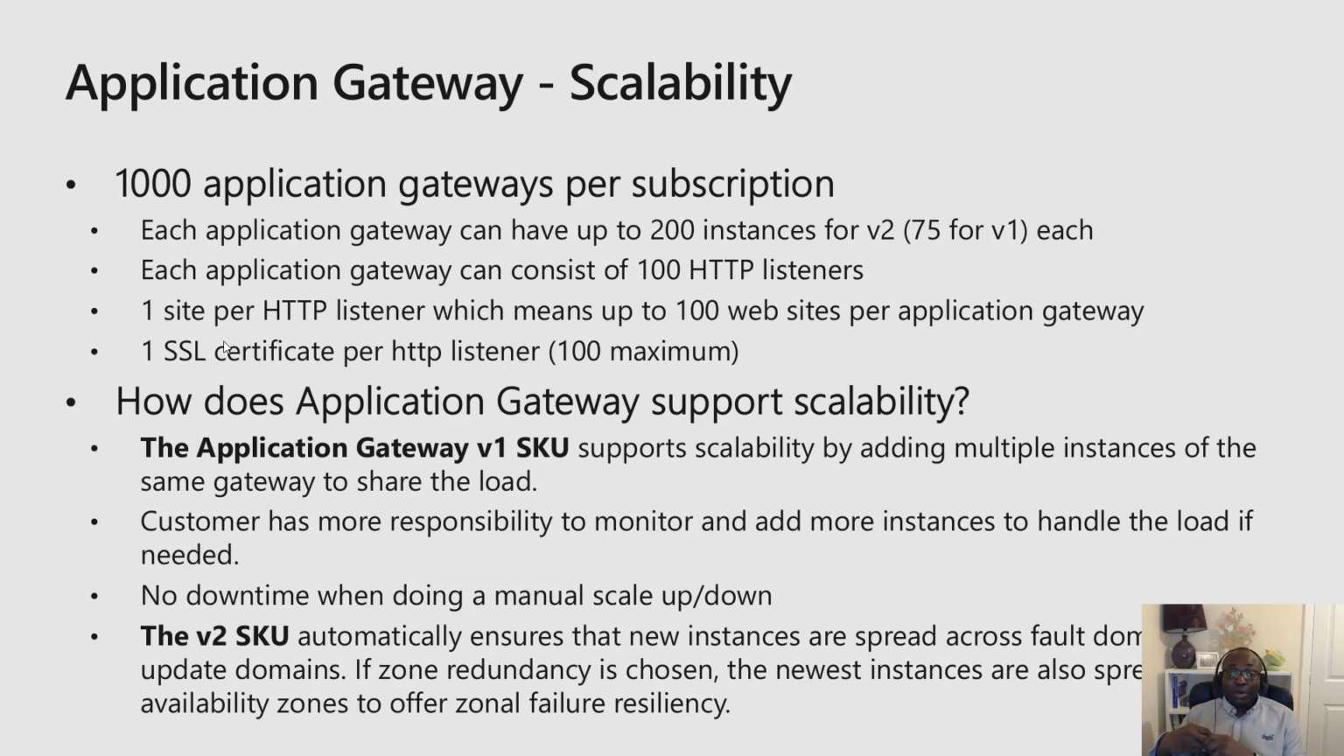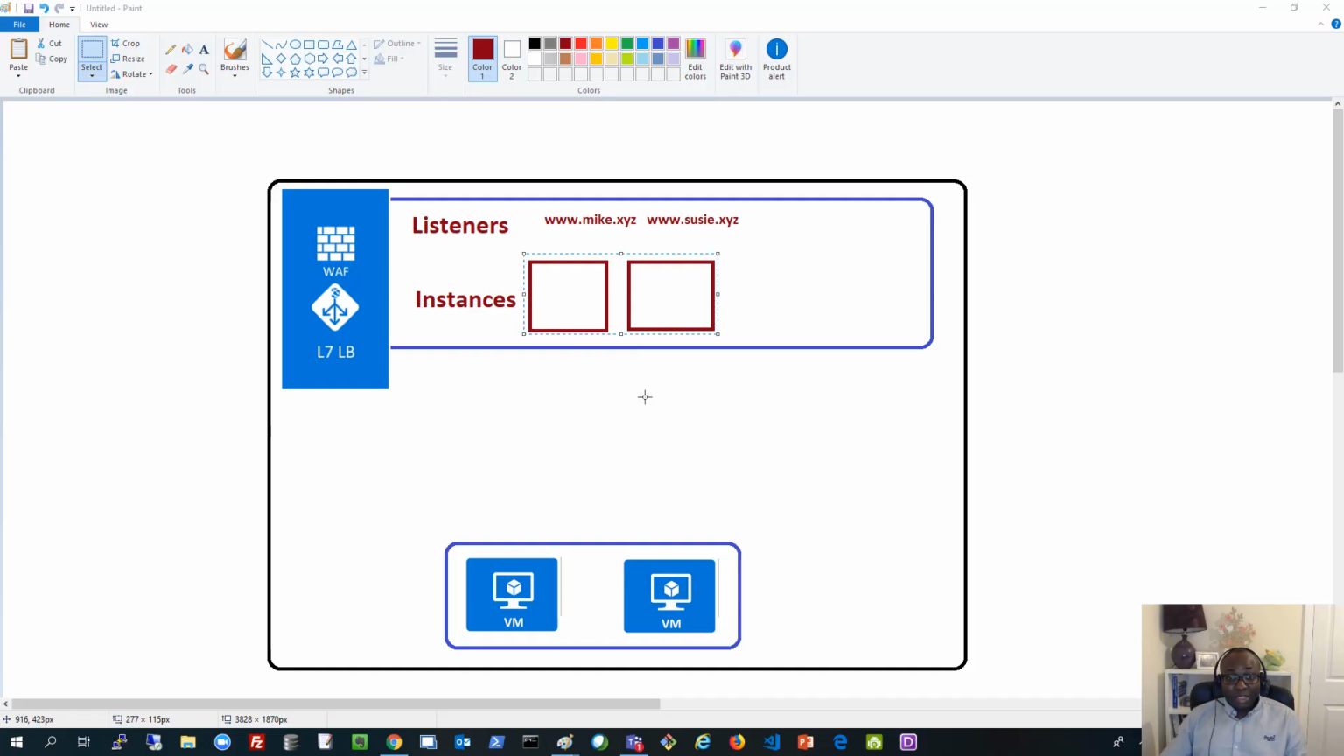So what about scalability? How does application gateway support scalability in other ways beyond what we just talked about? If you're using version 1, you have to add multiple instances to your gateway. So if I'm using version 1, I am responsible for scaling this. That means I have to have monitoring in place to ensure that if these two instances are reaching their capacity, I have to ensure that I add another or more instances to be able to handle the load. So I have to handle the scaling. So that's for version 1. So keep that in mind.